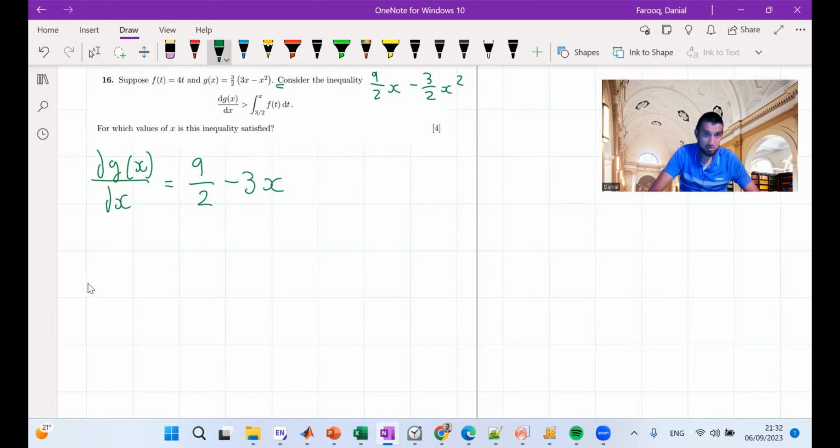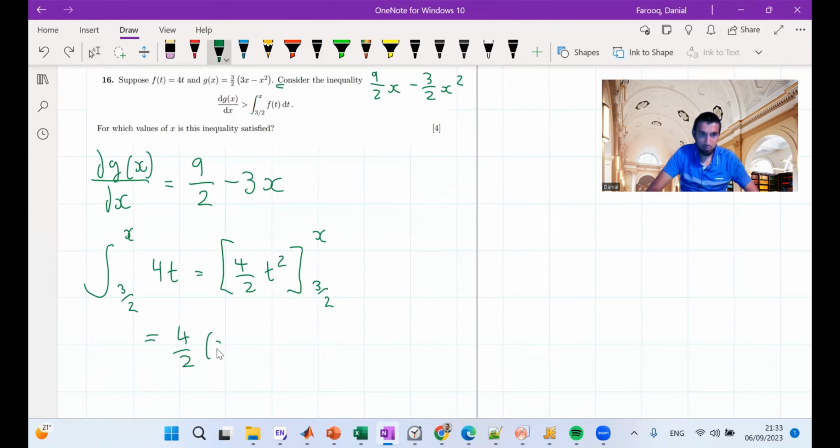And now let's do the integral from x with 3 over 2 of f(t), which is 40. So to integrate, we add 1 to the power and then divide by it. So this would just be 4 over 2 t squared. And then we need to do it from x to 3 over 2. So then we substitute the x in.